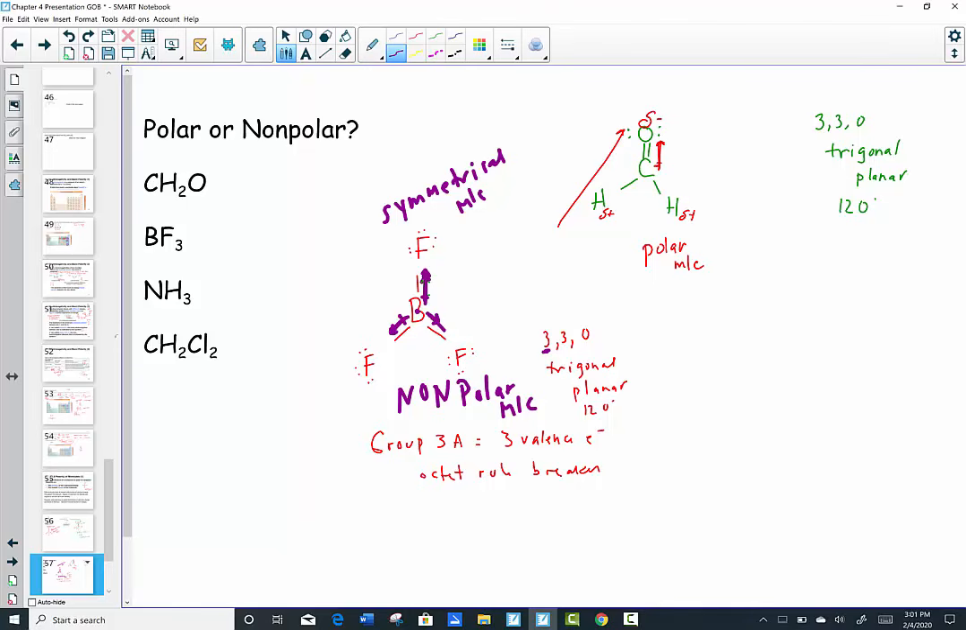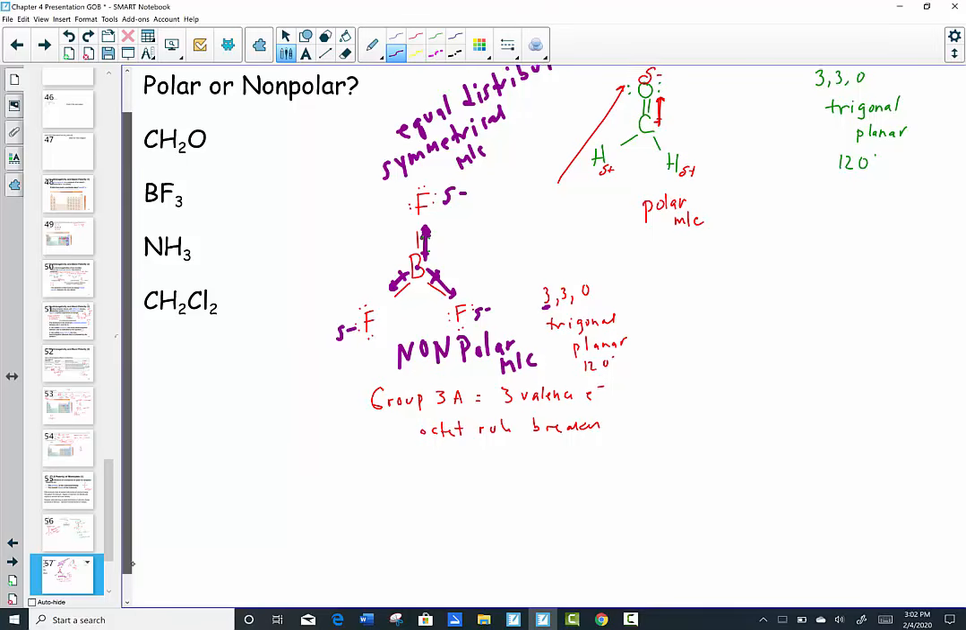So the boron, even though it's covalently bonded to fluorine, the electron distribution is being pulled towards the fluorine, but it's in equal directions. So because the electrons are being drawn equally in all directions, it ends up to be a nonpolar molecule.